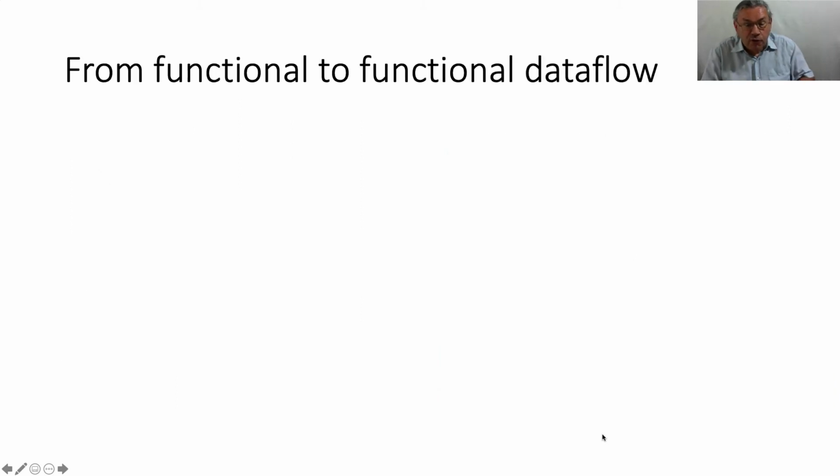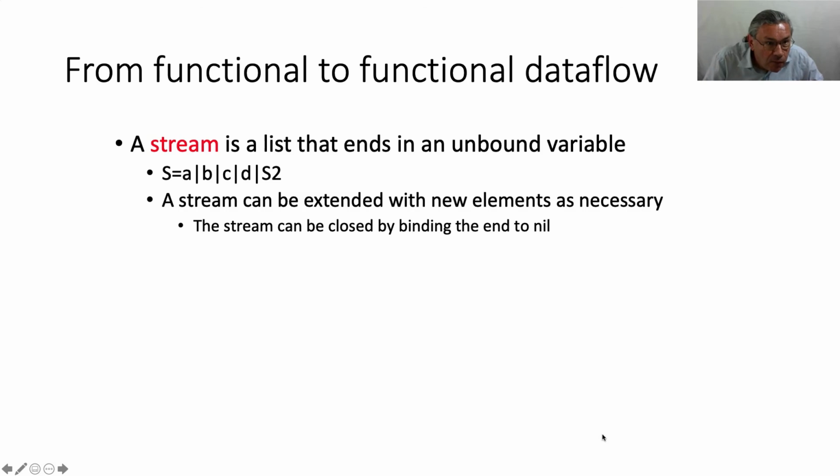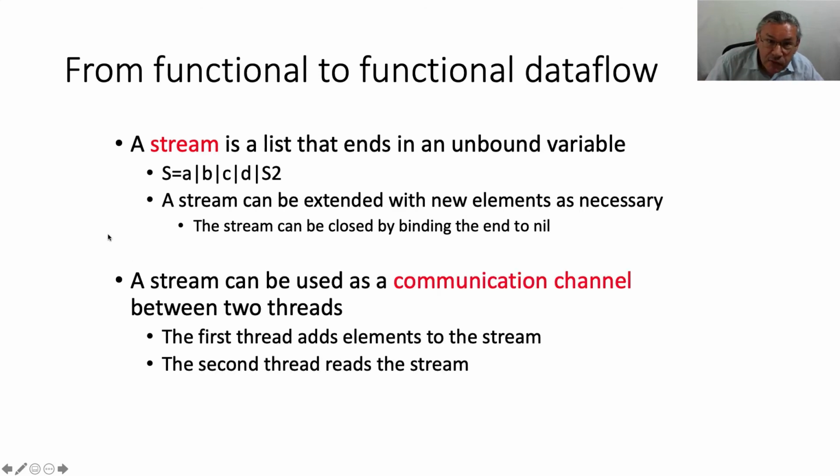Let's now move to concurrency, functional data flow. We do this by using streams. Well, a stream is just a list that ends in an unbound variable. So S, for example, equals A|B|C|D|S2. And you can extend it by binding S2. Now, this kind of stream can be used as a communication channel between two threads. The first thread will add elements to the stream, and the second one will read it.